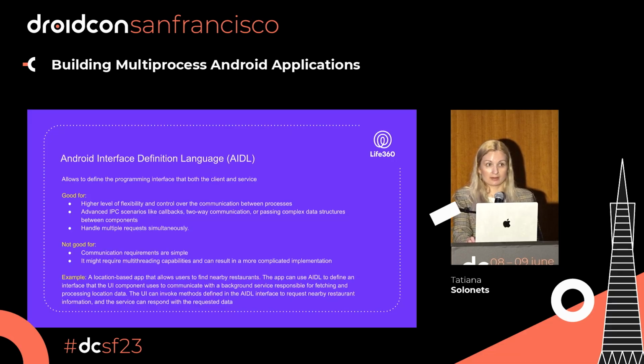And the last one, the least used, Android Interface Definition Language. Most of you probably would never need to use it. It's a way to define a programming interface for both client and service. What it's good for is when you need a high level of flexibility and control over the communication and to handle different scenarios. It's a two-way communication when you need to handle callbacks, and especially when you need to create multiple requests simultaneously. Messenger cannot do that. Android Interface Definition Language can.